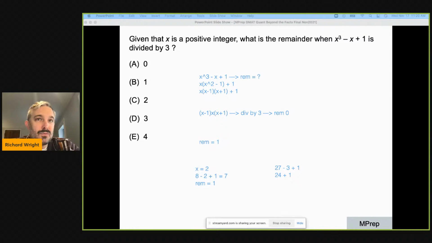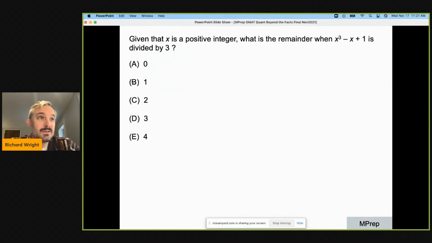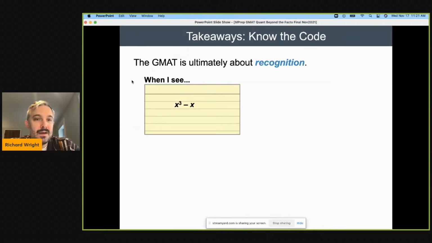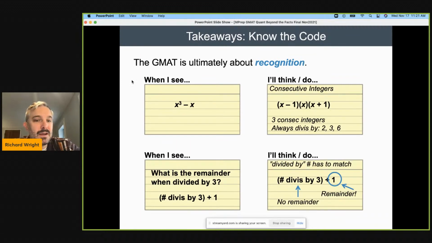So if you run into this problem and you read the explanation, you realize, oh, that's cool. X minus 1, x plus 1, those are consecutive integers. If you have 3 consecutive integers, they must be divisible by 3. That's a great flashcard. In fact, multiple flashcards could come out of this problem, right?